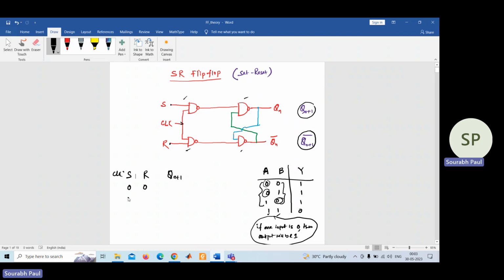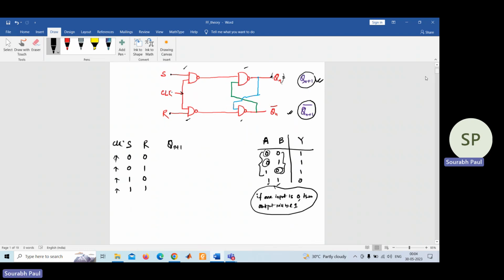SR means how many combinations are there? Four combinations: 0 0, 0 1, 1 0, 1 1. And every time we are considering the clock. What is Qn plus 1? After applying the clock, the output you get at the Qn terminal is known as Qn plus 1. If Qn is your present output, then after applying the clock, the output you get at this terminal is Qn plus 1. The same applies for the inverted terminal.